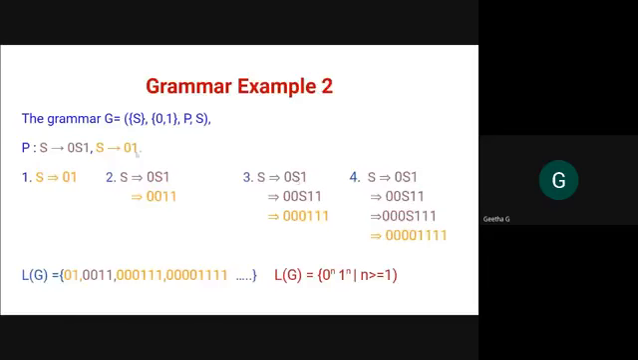This is again rule 1, right? The color says which rule I had used. So again I will get 0 for this S. This S again becomes 0 S 1, and this one will be as it is. So now for this S, I can go for production 1 or production 2.